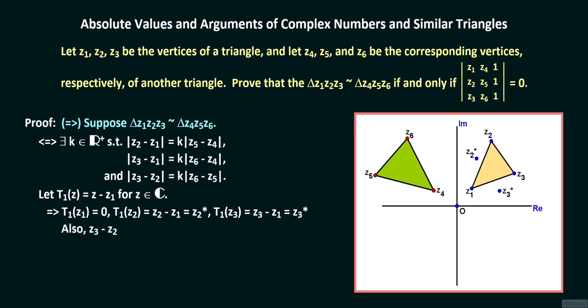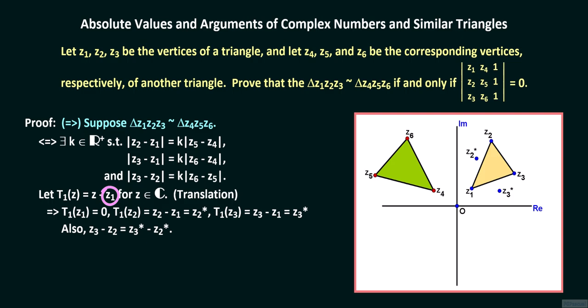z3 minus z2 equals z3 minus z1 minus the quantity z2 minus z1. z3 minus z1 is z3 star, and z2 minus z1 is z2 star, so that z3 minus z2 is z3 star minus z2 star. T sub 1 is what is called a translation transformation because we are subtracting a fixed point from each complex z.